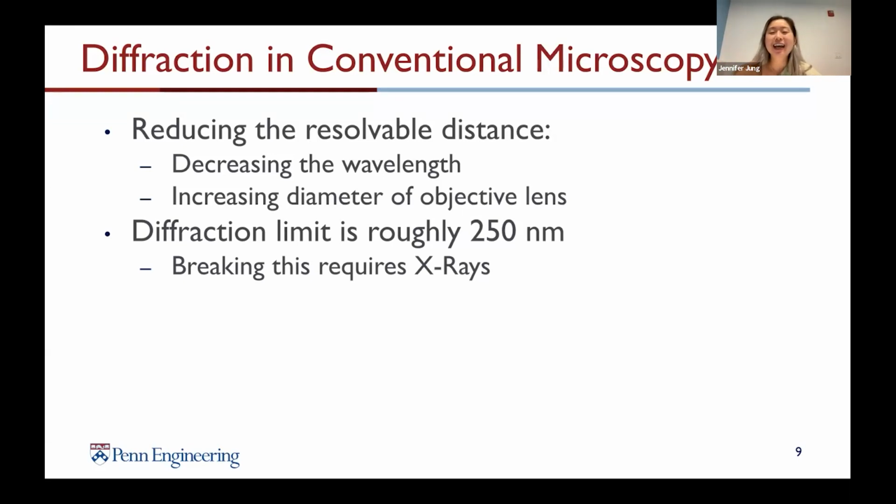And additionally, as we've seen with conventional light microscopy, our diffraction limit is roughly 250 nanometers, even with the widest objective, the best wavelength, the best conditions. We hit a pretty hard wall at 250. And breaking this limit requires X-rays, which are incredibly difficult to build the optical framework for. Never mind the fact that they're pretty dangerous to humans too.